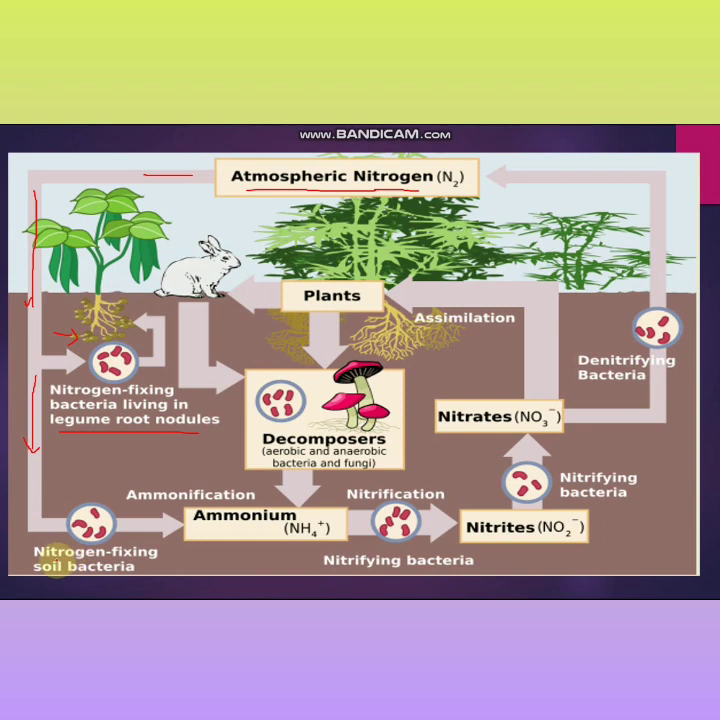In this step, nitrogen fixing soil bacteria do the process of ammonification and convert it into ammonium. The formula of ammonium is NH4 plus. You will read the detail of this formula structure in the next class. Now the process of nitrification occurs, in which nitrifying bacteria convert this ammonia into nitrites. Now the nitrifying bacteria once again convert nitrite into nitrates.